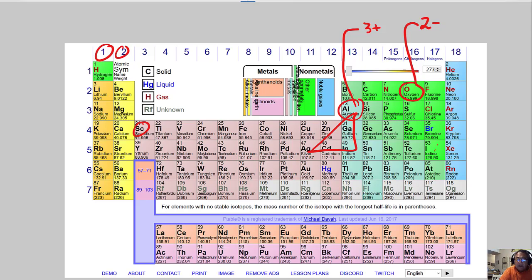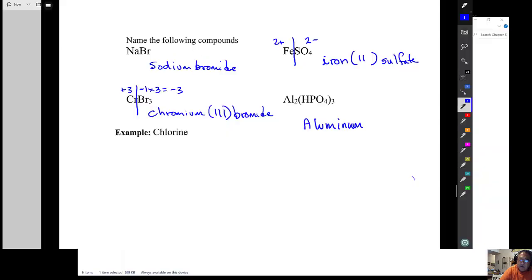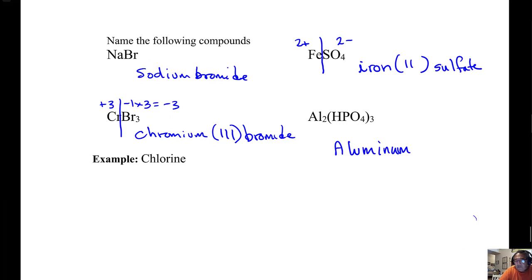So I'm going to just go like this. Aluminum, I don't need to leave the space, and then I have to name this ion. Now this is hydrogen phosphate. Should sound familiar. So that's it. That's how you name and write the formulas for ionic compounds.